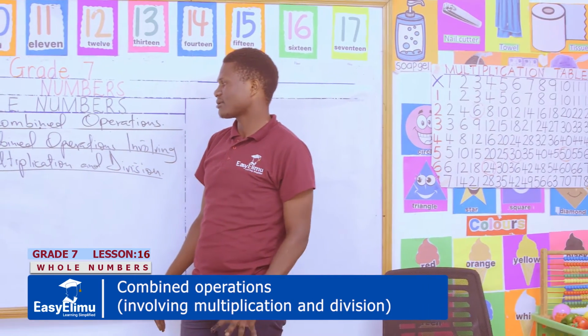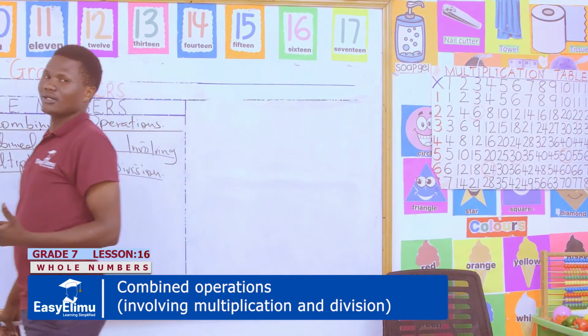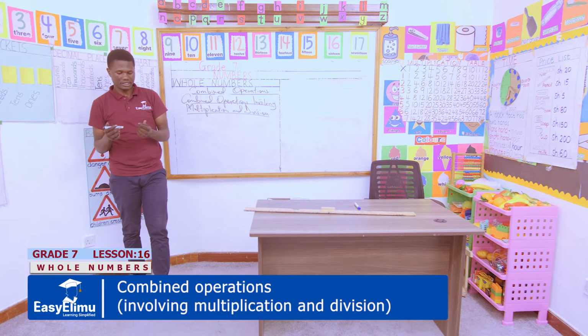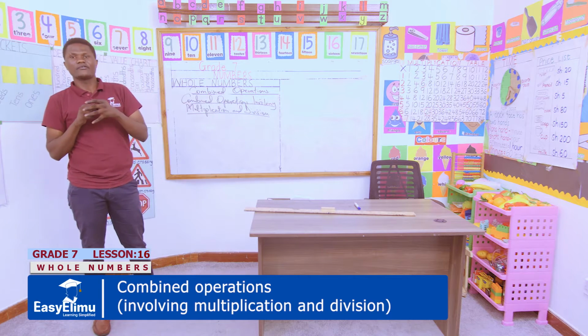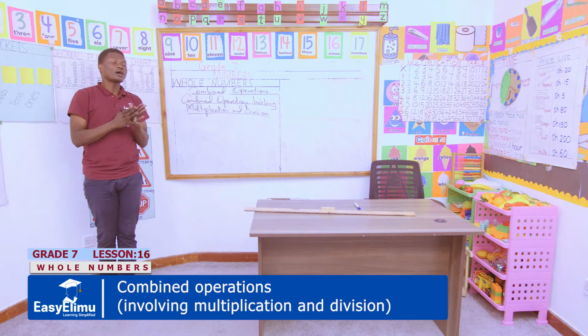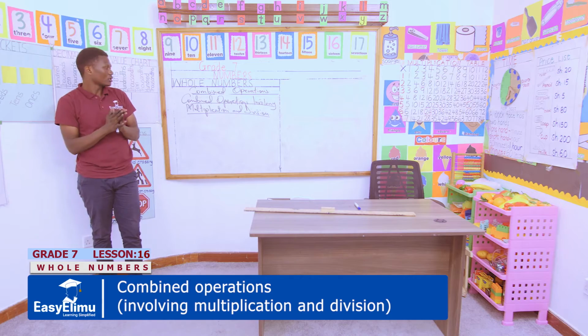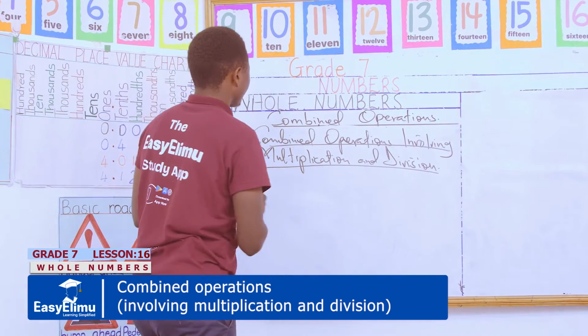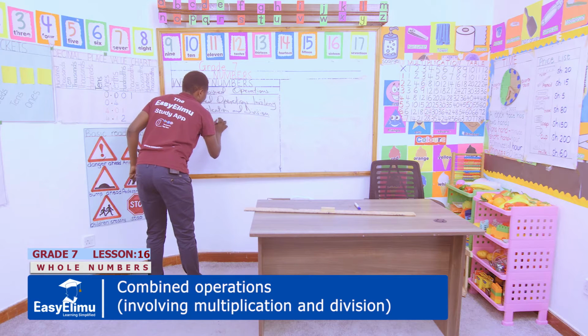And I said that BODMAS is simply an acronym that defines the order in which the operations are supposed to be carried out in an event that you have a single question with so many operation signs. Are we together? Good. So we'll go straight away and look at an example.